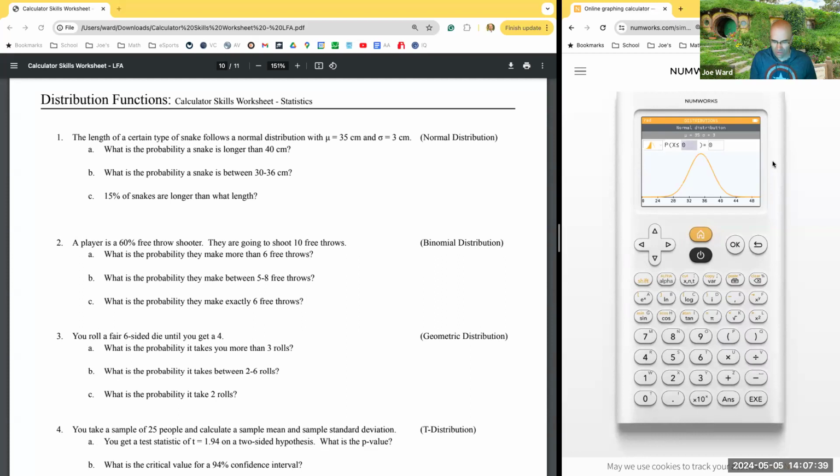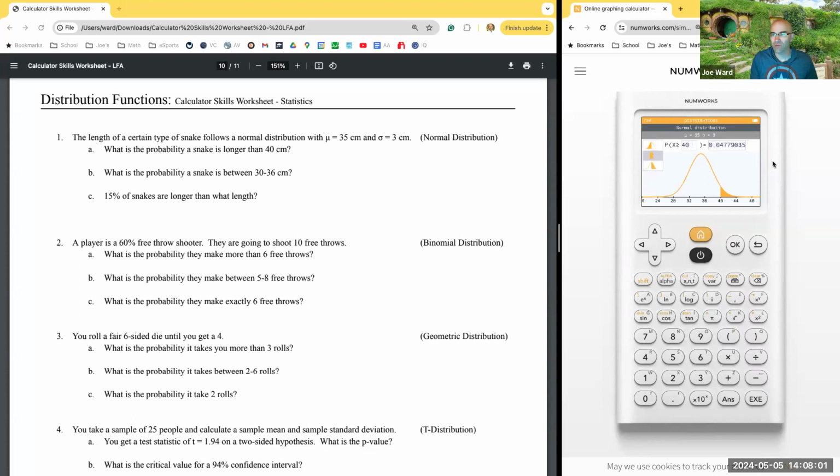How do you do that? Well, you just change this to 40, but that's not longer than. That visually shows you it's less than. So you go over here and you change this to the right side and you go back to 40 and you can see the answer. 0.04779, so 4.779%.